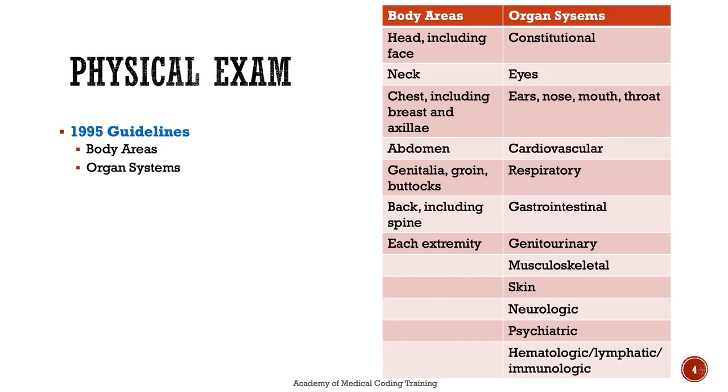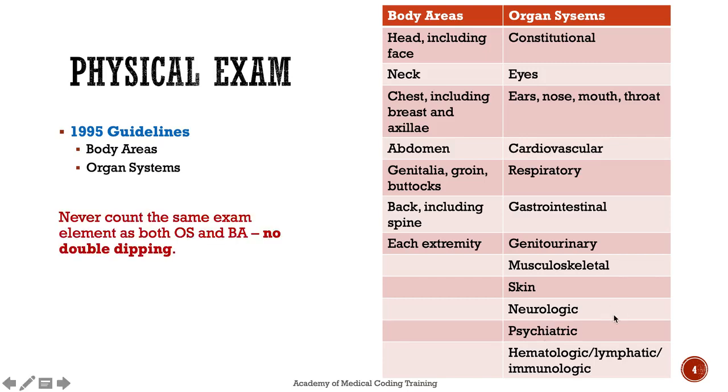In a given documentation, the physician will document the physical exam findings either under the headings of body areas or under the headings of organ systems. But there is a catch: never count the same exam element as both organ system and body area. So no double dipping. For example, if you have counted one element under the organ system, then don't count the same element under the body area. That is the vital point to remember.